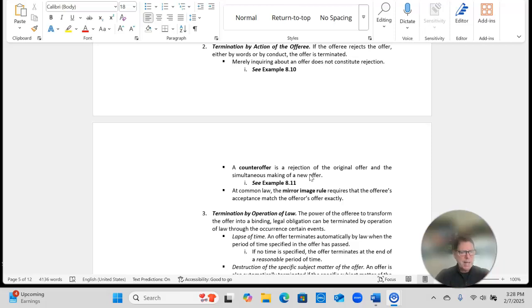So what would that look like? In my boat example, if I said, I offer to purchase a boat for $50,000 if you promise to sell it to me and deliver it Friday. And the seller who owns the boat says, let's say they say, I accept. However, you must pay $75,000 for the boat. Delivery Friday is perfect. I accept delivery on Friday. However, you must pay me $75,000 for the boat.